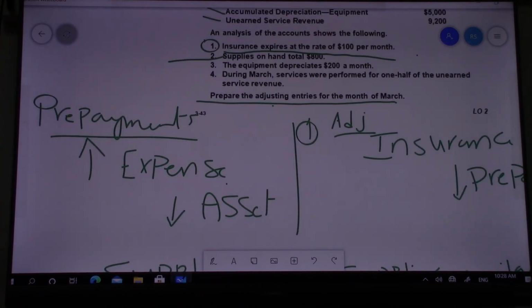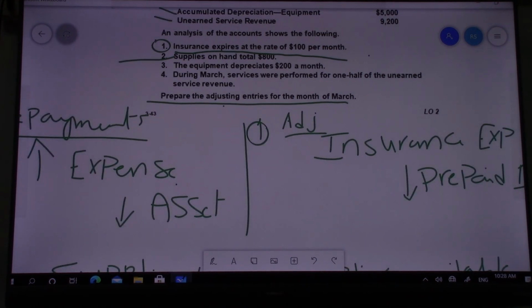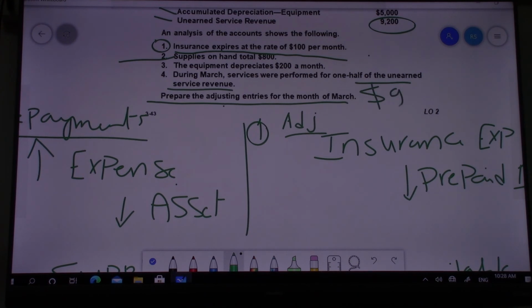Requirement number 4. During March, services were performed for 1/2 of the unearned service revenue. This means that we were having an unearned revenue liability, an obligation, by how much? It's given here, 9,200. This statement provides us with additional information. You were having a liability of 9,200 because you received the cash but you didn't perform the service.